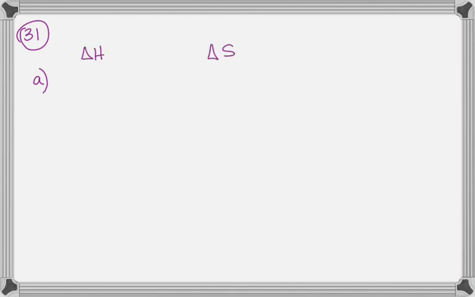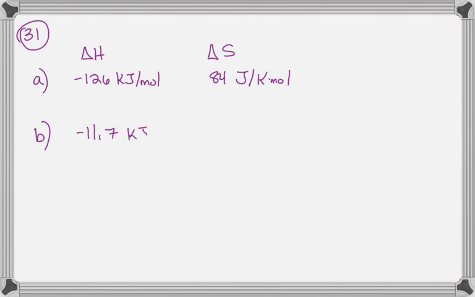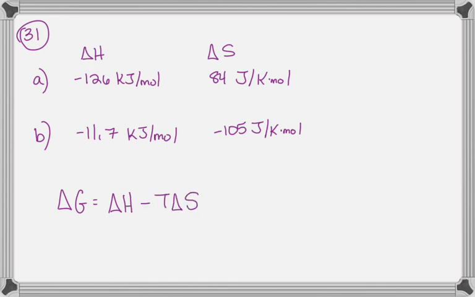Let me organize the information here. We got A and we got B. For A, the delta H is negative 126 kilojoules per mole, and the delta S is 84 joules per Kelvin mole. For B, the delta H is negative 11.7 kilojoules per mole, and the delta S is negative 105 joules per Kelvin mole. It gives you two different scenarios, and the question is, at what temperature will it be spontaneous? We use the formula delta G is equal to delta H minus T delta S.